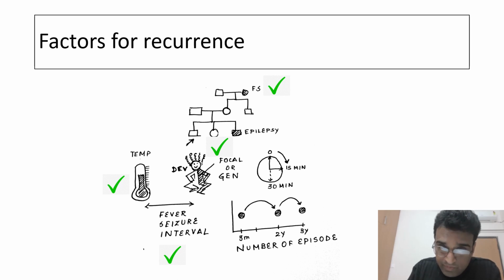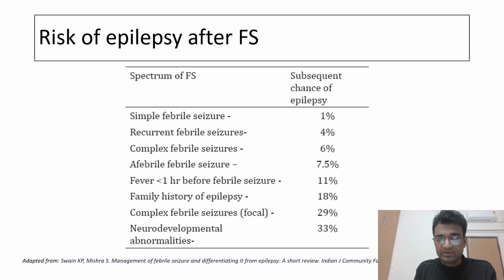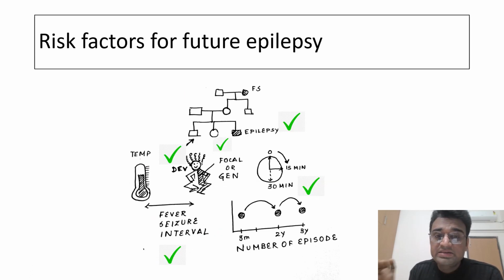So what are the factors? Age, the type of the seizure, that's complexity, temperature, fever seizure interval. These are four things that I have to keep in mind whenever I am looking at the factors for recurrence. What are the factors for chances of epilepsy after febrile seizure? Epilepsy is nothing but unprovoked seizures, right? Even the tendency for the child to have unprovoked seizures. So we are always worried whether a child will develop epilepsy or not. So here we need to understand that complex febrile seizure, shorter duration, family history, right, neurodevelopmental abnormality, all these things will increase the chances of epilepsy.